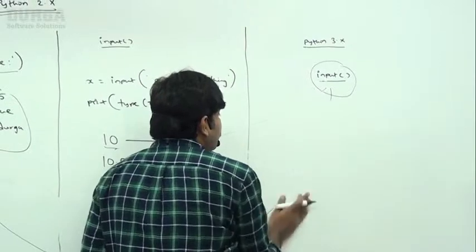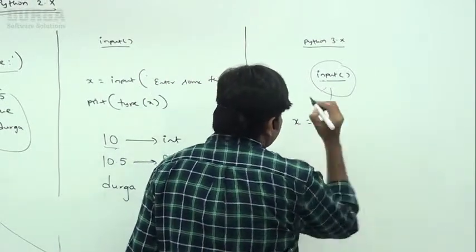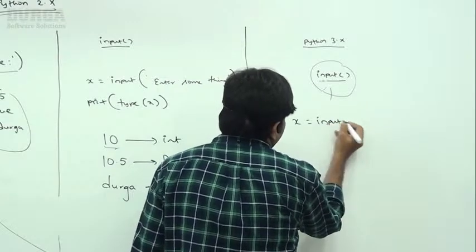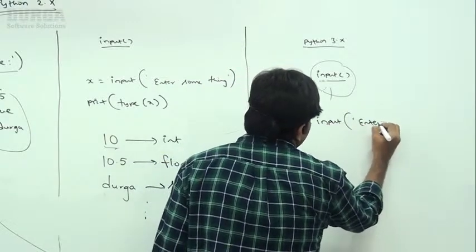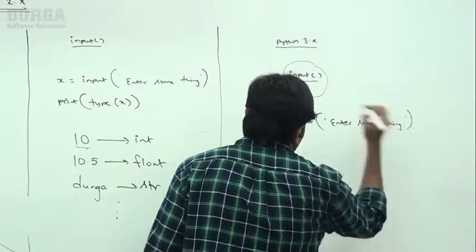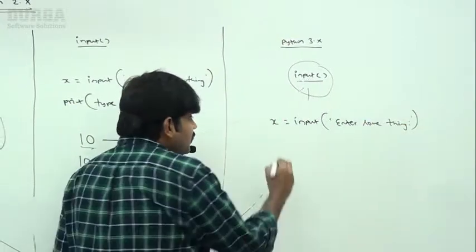Just observe a bit carefully, sir. x is equal to input of 'enter something'. Are you getting? Enter something like I have to take. Sir, what is the type of this x?